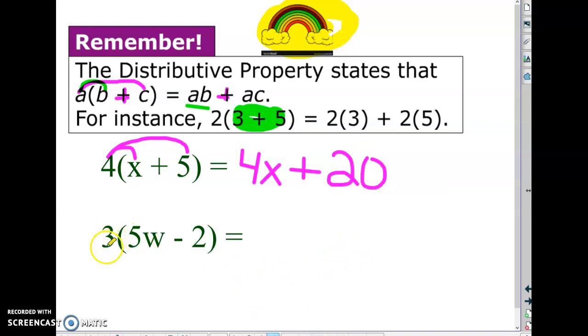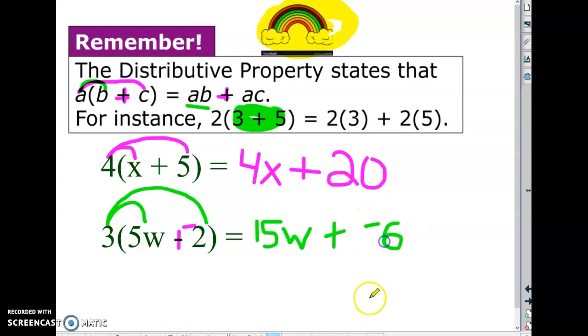For the second one, if I have 3 times 5w plus 2, or minus 2, excuse me, I'm going to first of all change that to plus a negative 2. Once again, because addition is commutative, it makes it easier to do. So I'm going to multiply 3 times 5w, and I will get 15w. I will then say I've got an addition sign, and I'm going to take 3 times negative 2, which is going to give me a negative 6. This could also be written as 15w minus 6. They mean exactly the same thing. Because of the add-up prop, I could change that once again to plus a negative 6.